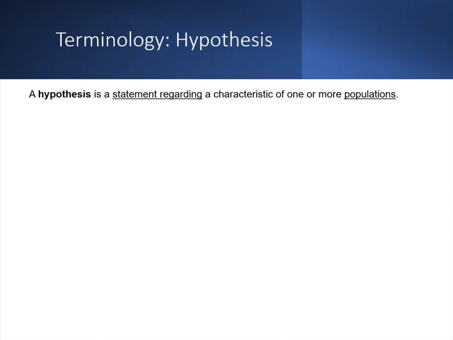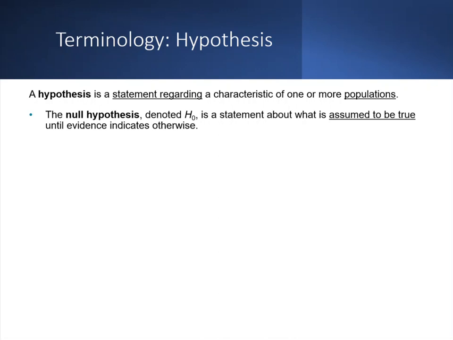So let's go over some terminology in this idea of our hypothesis testing. The hypothesis is a statement regarding a characteristic of one or more of our populations. Hypothesis, we should be familiar with that term from any science class we've had previously. Now, the null hypothesis, which we're going to denote as H sub 0, is what we assume to be true. So this is going to be our information about the population, that assumption that we're going to assume to be true.